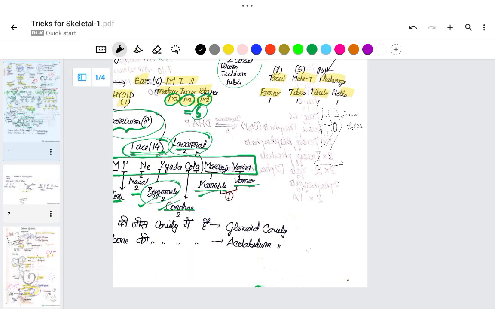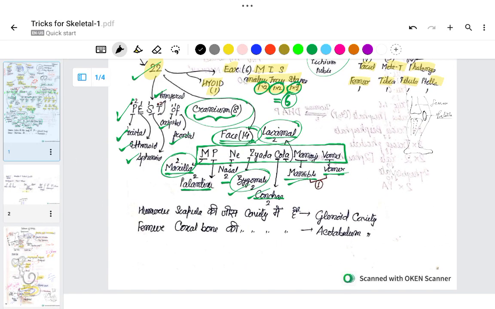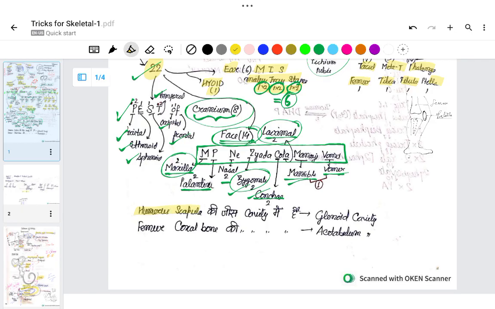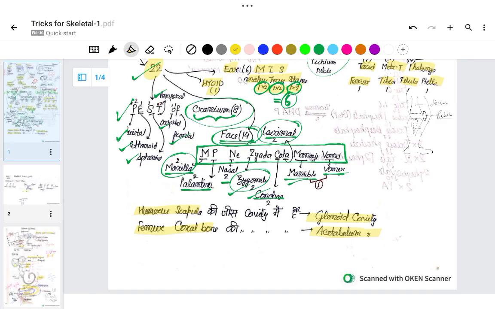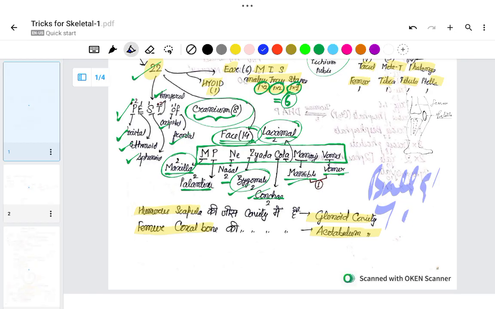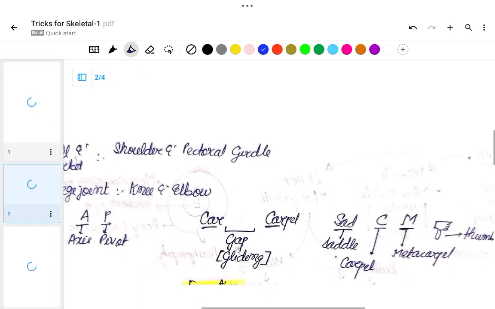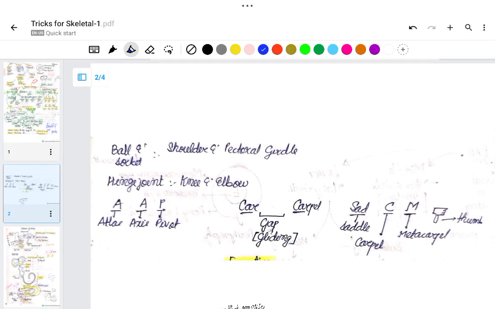Right? Okay. Now the humerus and the scapula rotates in the glenoid cavity. Femur with the coxal bone in the acetabulum cavity. Both are ball and socket joints. Last slide. We come here. So ball and socket joint, shoulder and pectoral girdle. Yes. Hinge joint is knee and elbow.